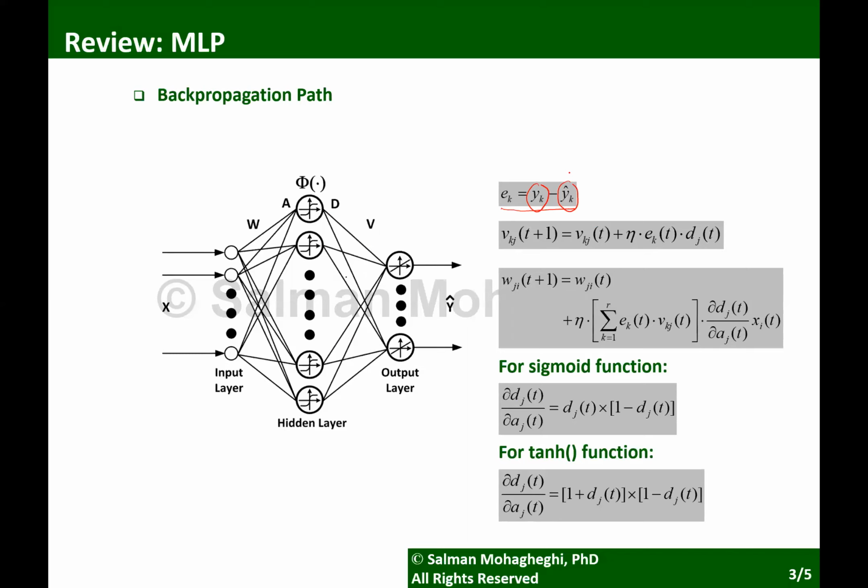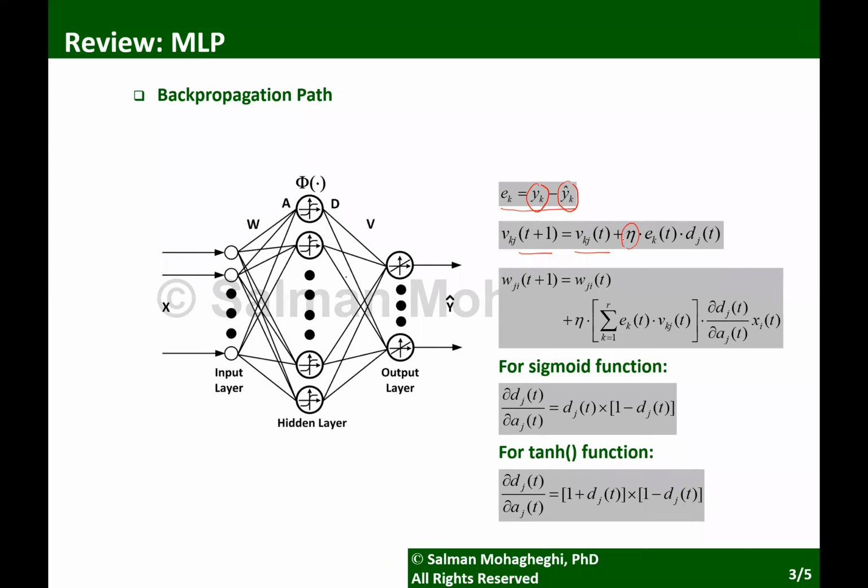Once we know the error signal, we can then go ahead and update the input and the output weights. The easier one would be the output weights, VKJs. Again, VKJ is the weight coefficient for the edge that connects neuron J in the hidden layer to neuron K in the output layer.